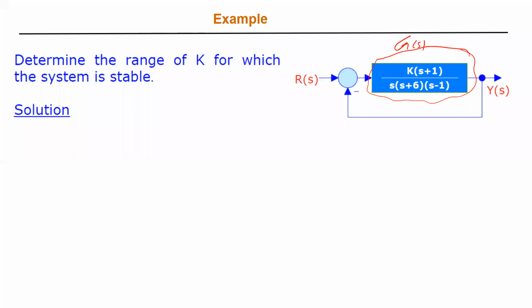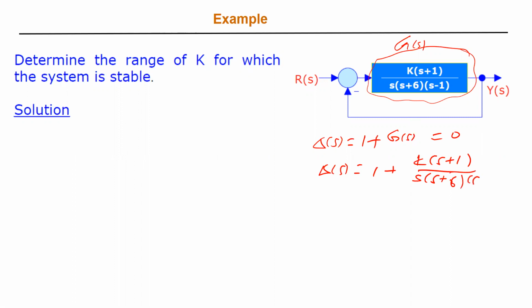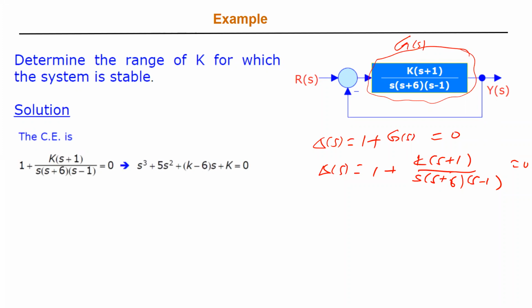The first thing in Routh-Hurwitz is to write the characteristic equation. So what's delta of S equal to? We'll have 1 plus G of S, since there is unity feedback. So delta of S equals 1 plus K times S plus 1 over S, S plus 6, and S minus 1, equal to 0. If we simplify it, this is the characteristic equation of the system. Any question here? How do we get it? Just cross multiply by the denominator and then collect terms.